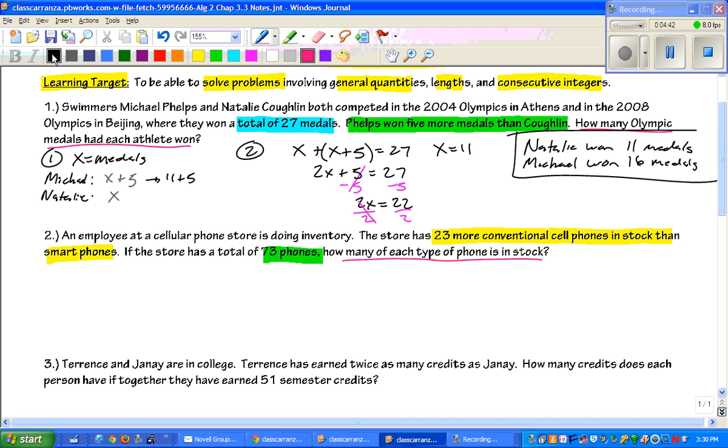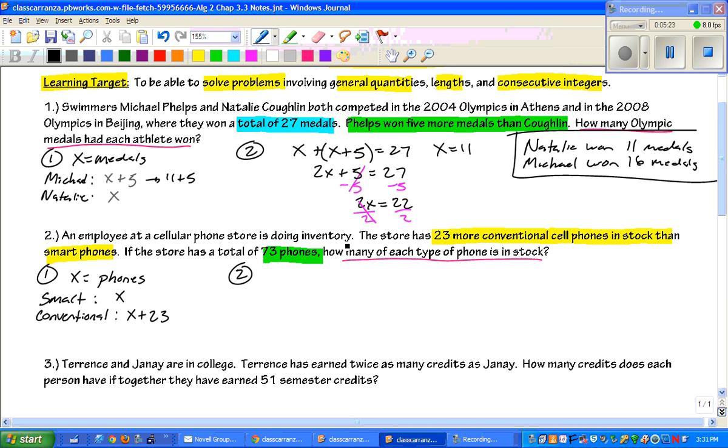So what are we all talking about? X, we're all talking about different types of phones. And we're talking about 2 specific types of phones: the smartphones and the conventional phones. The store has 23 more conventional cell phones in stock than smartphones. So that means the smartphones are X and the conventional phones are X plus the 23.